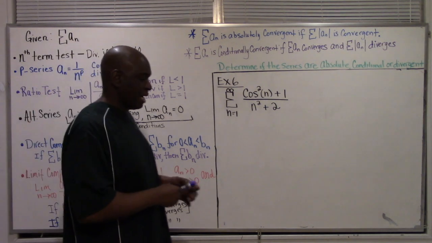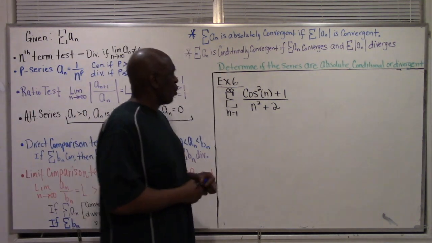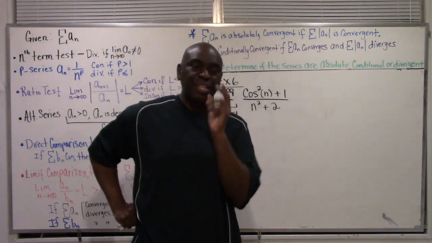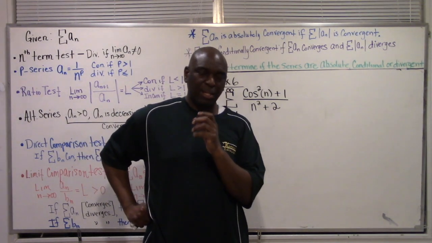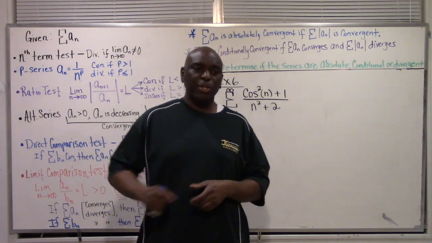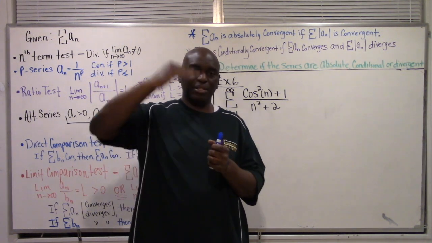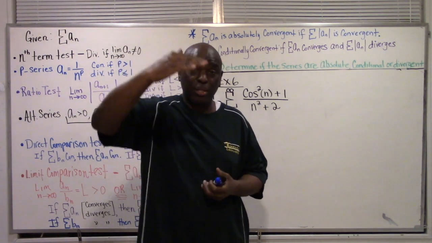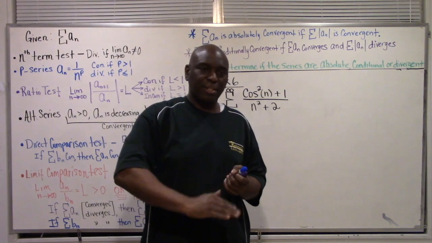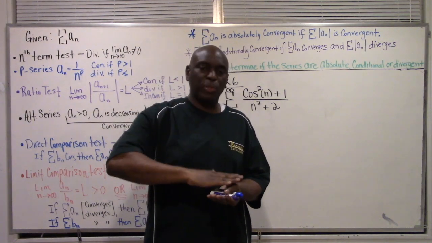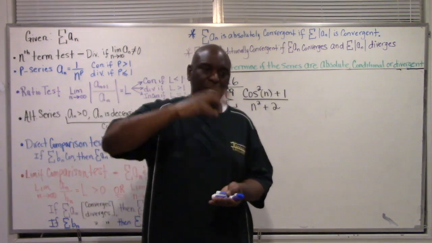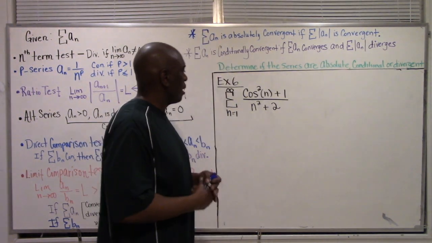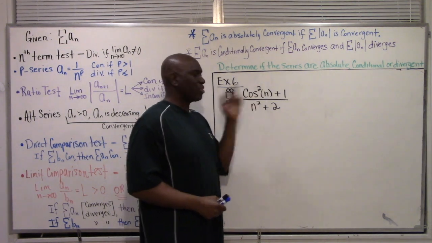Okay, now when you have this cosine squared n, right? If you know anything about the graph of cosine and the graph of sine, you know that cosine and sine fluctuate between -1 and 1. The range is from -1 up to +1, including -1 and +1. That's the range. In this case, it's cosine squared.